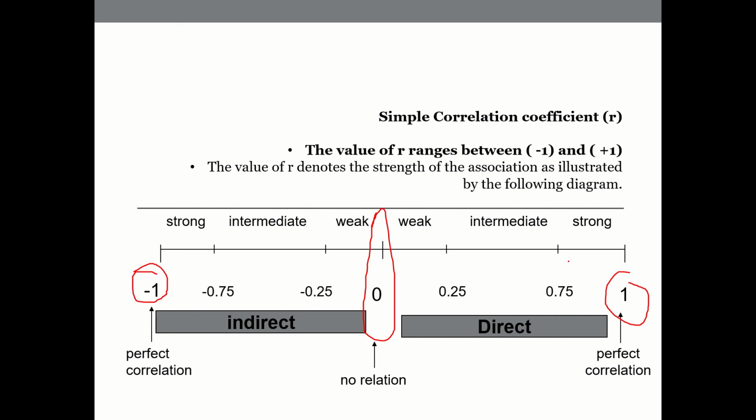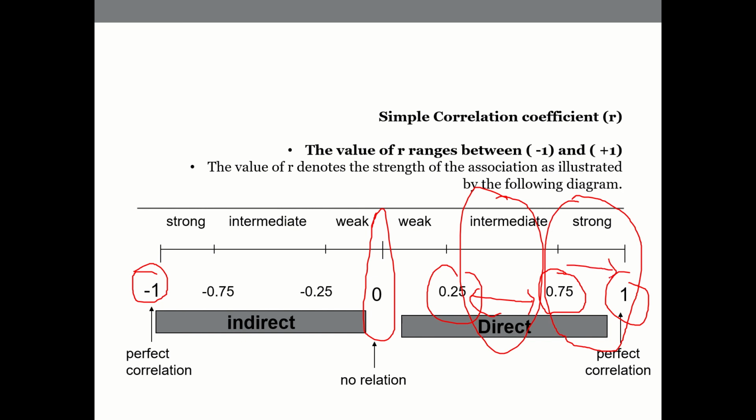If we get an R value of 0.5, that means the correlation is positive and strong. If we get a value between 0.25 and 0.75, then this is an intermediate correlation. If we get a value of 0.75 and above, it is a very strong positive correlation. And if it is 0.25 or less, it is a weak positive correlation.